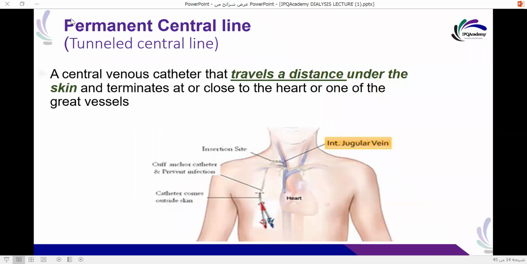What is a permanent central line? It's called a tunneled central line. It travels a distance under the skin and terminates close to the heart or one of the great vessels like the superior vena cava.